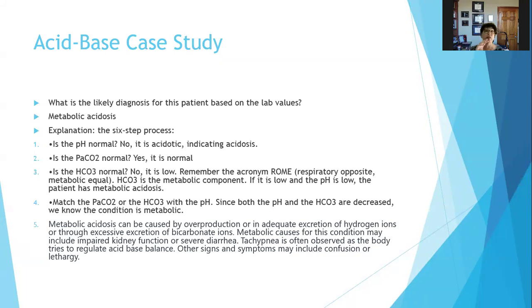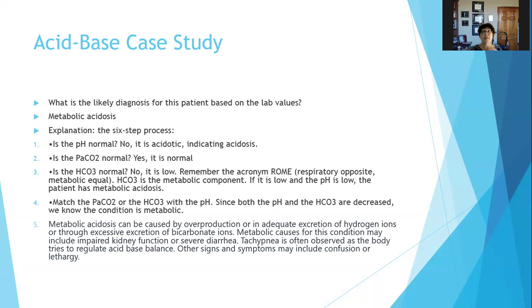So we're matching the CO2 and the bicarbonate with the pH, and since both pH and bicarbonate are decreased, we know the condition is metabolic, and that makes sense for the patient's presentation. Metabolic acidosis can be caused by overproduction or inadequate excretion of hydrogen ions, or through excessive excretion of bicarbonate ions. So the kidneys are involved. Either the kidneys are involved because they're trying to compensate, or you have kidney disease of some sort.